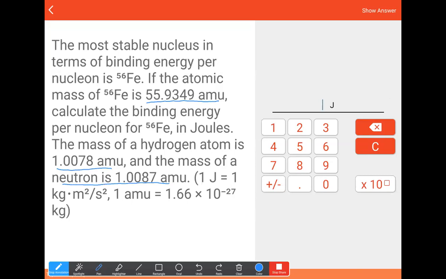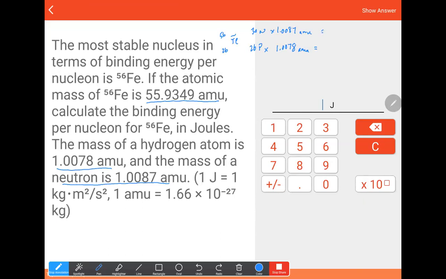Iron 56, we look at the periodic table, iron is 26. So we have iron 26, 56. So we have 30 neutrons and 26 protons. So I'm going to say times 1.0078 and times 1.0087.